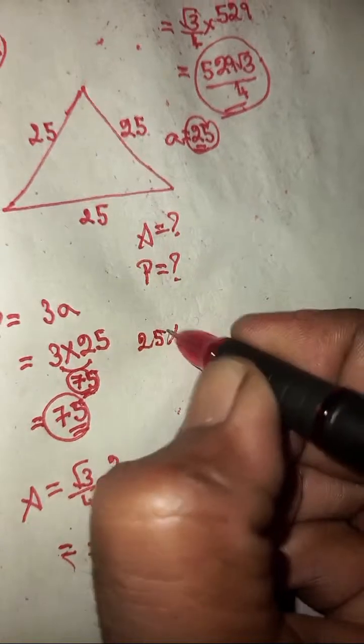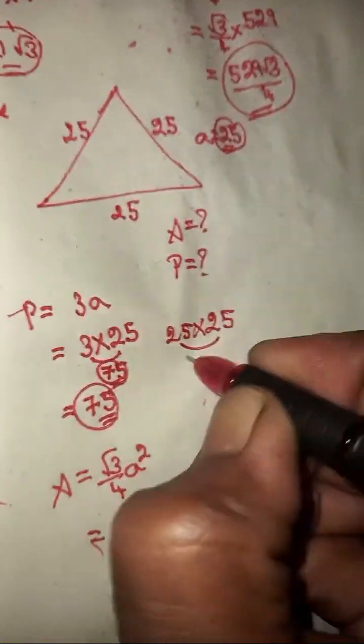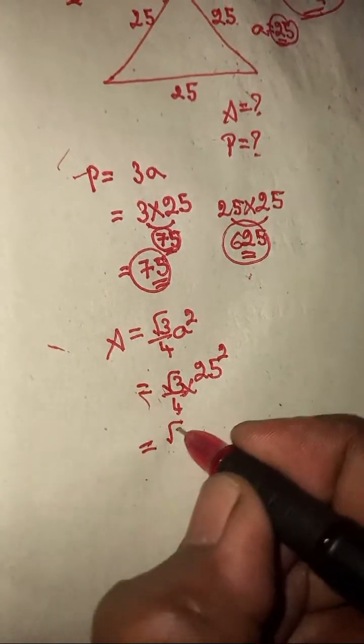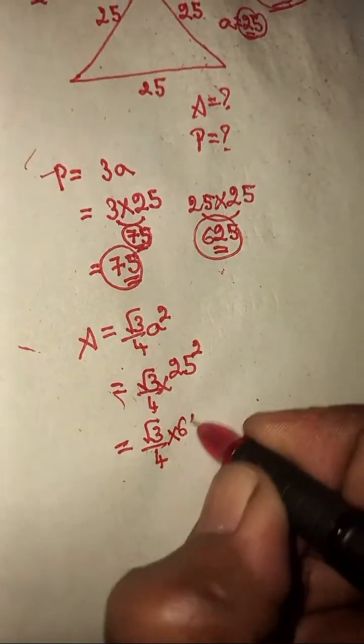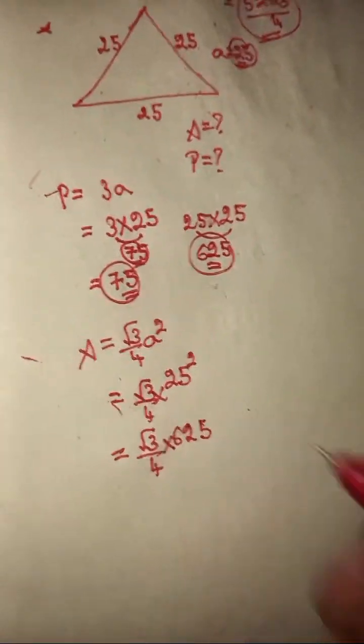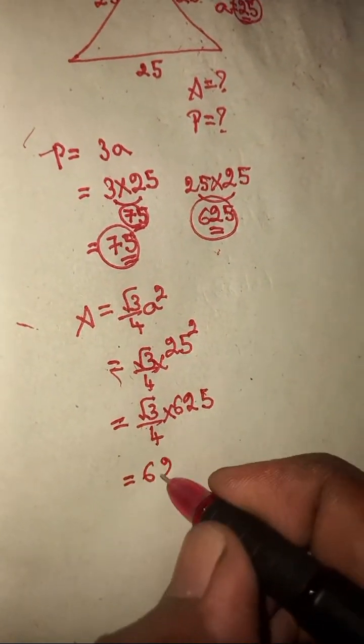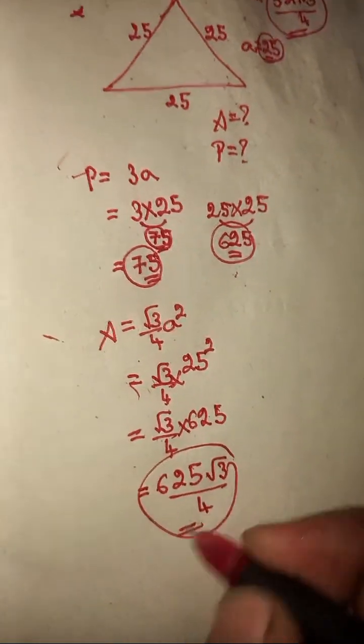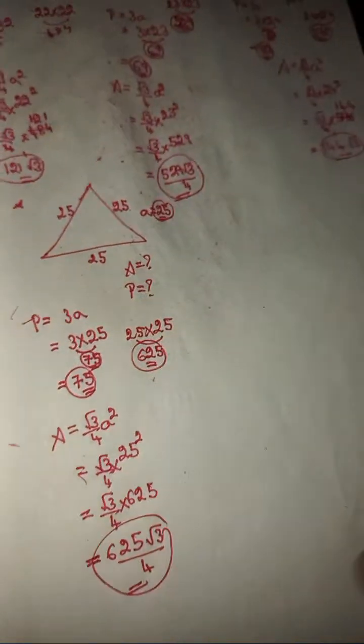25 times 25 means it is 625. You're going to get root 3 by 4 times 625. You cannot divide 4 into 625, so it comes in front. 625 root 3 by 4 square units. That's the area of this triangle.